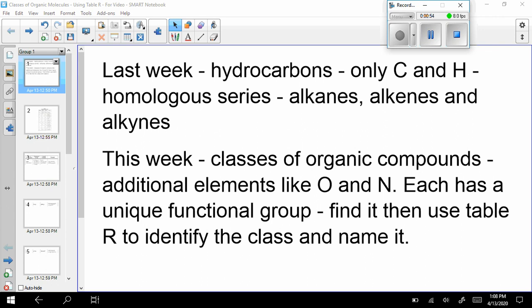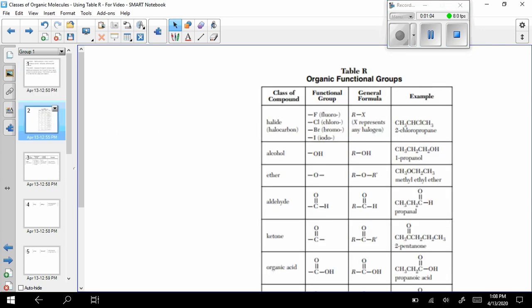So really what this week is all about is learning how to use Table R, identify the class that a molecule belongs to, name it, and draw it. That's our focus. So we're going to start off by looking at Table R. If you do not have a reference table at home, you can just Google it. If you type in Regents Chemistry Reference Table, it'll come right up. So here's Table R. Everything you need to know is on here.